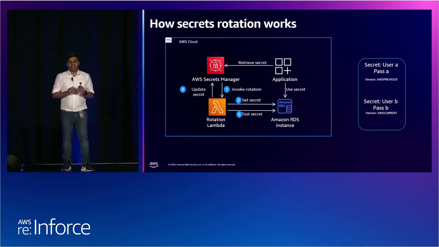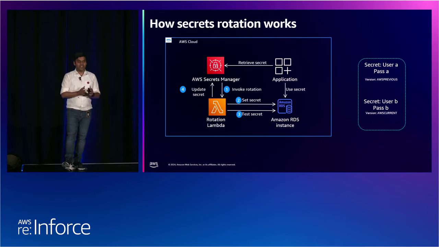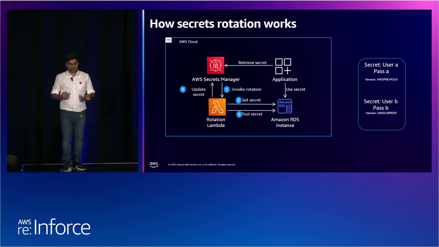So let me clarify that. It takes 4 clicks to actually set all of this up, and you can do it from the Secrets Manager console. Click on Enable Rotation, define your rotation schedule, give the name of the Lambda function, and submit. That's it. That's how you set up rotation on Secrets Manager and make sure all of your secrets get rotated.